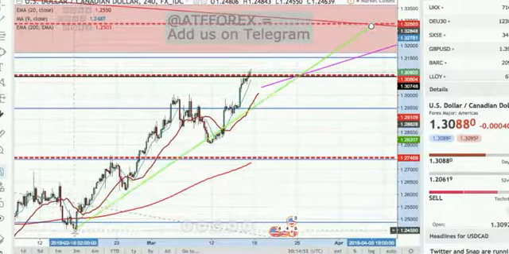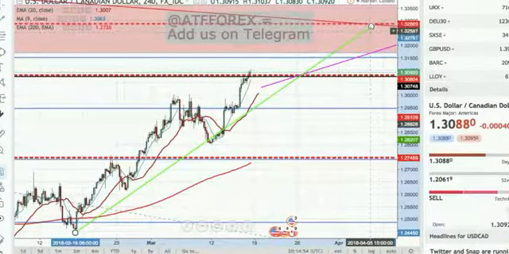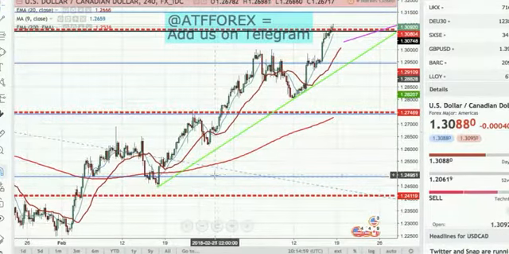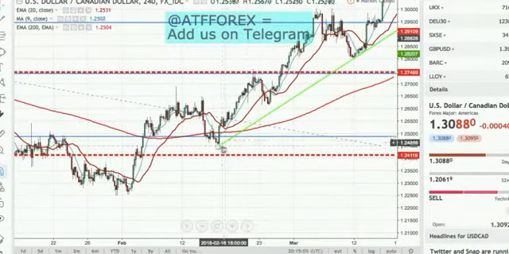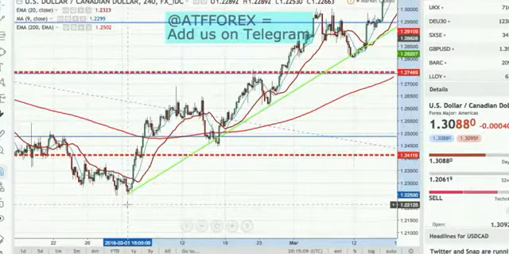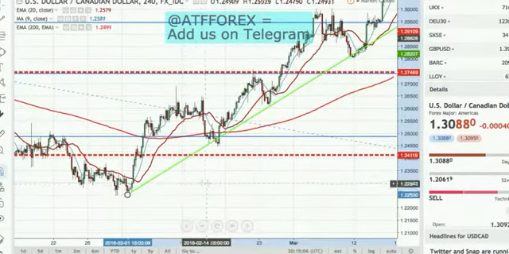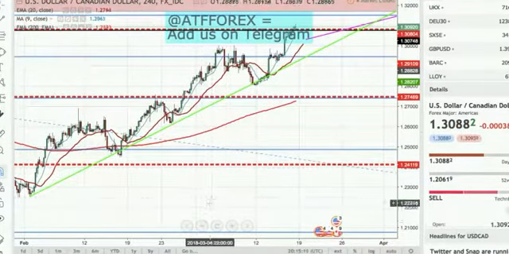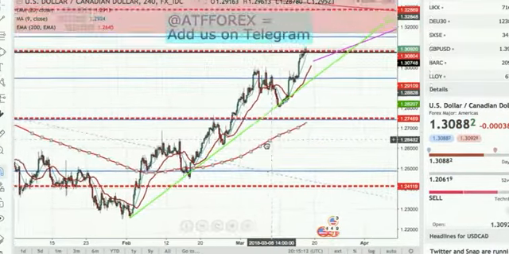And what we've got here is this support line, which has been well and truly respected since the start of February. Since the start of February, we've jumped 800 points. So we are due to get an exhaustion and a reversal for this particular pair.